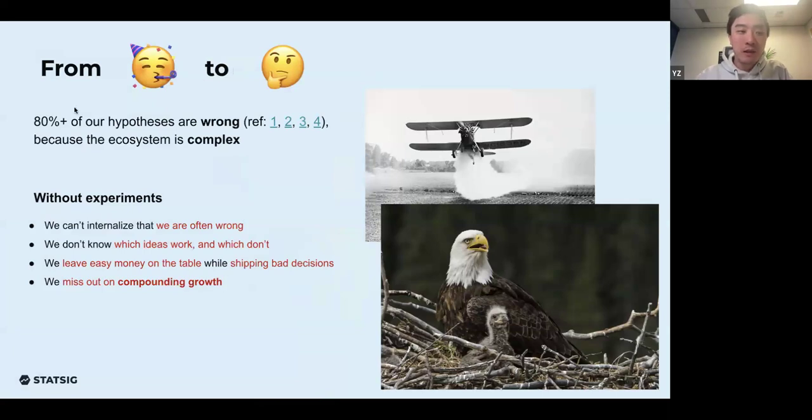Why? Because this is a well-known observed pattern that 80% of our hypotheses are wrong. It was in books and it was in empirical studies. 80% of our hypotheses are actually wrong. And it's actually quite natural because the ecosystem is complex.